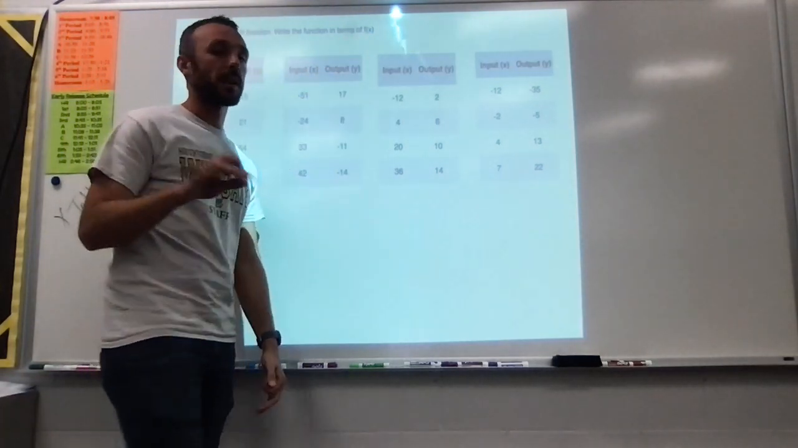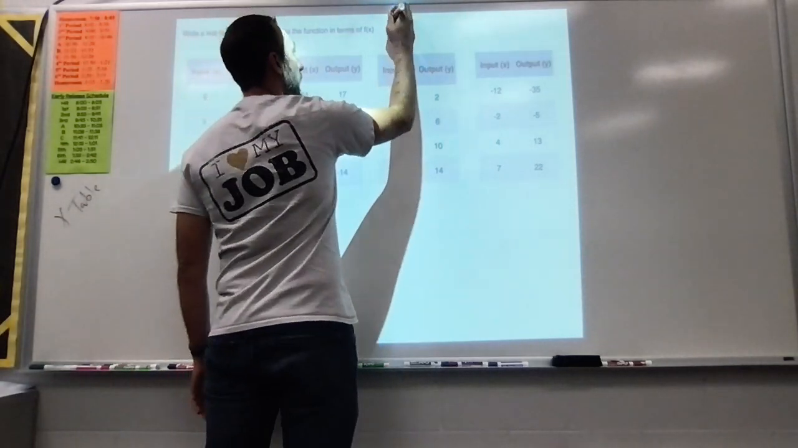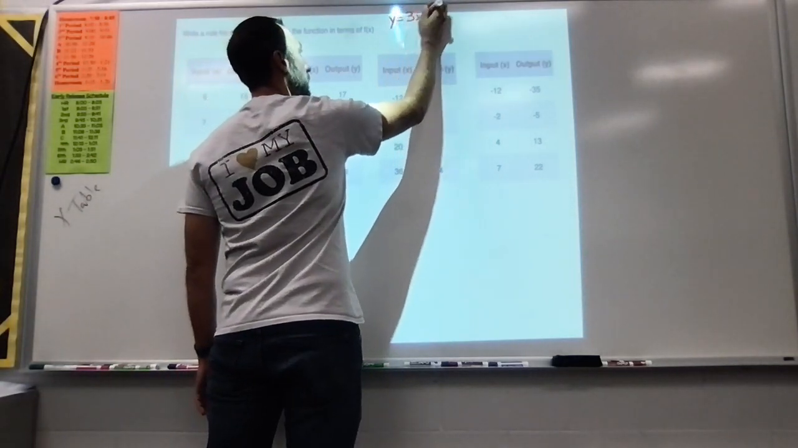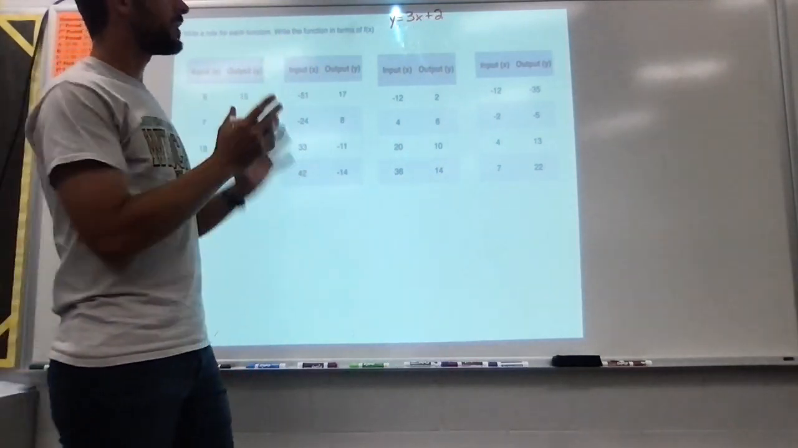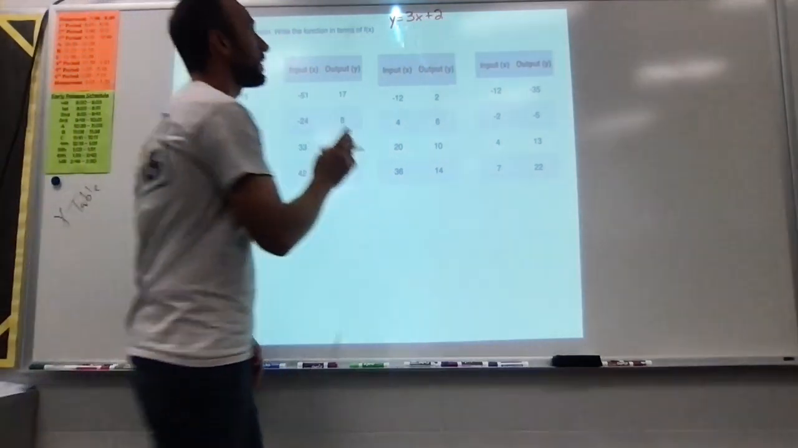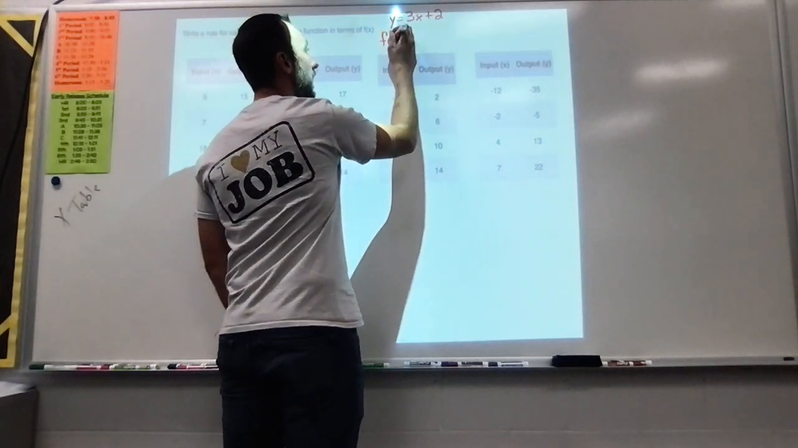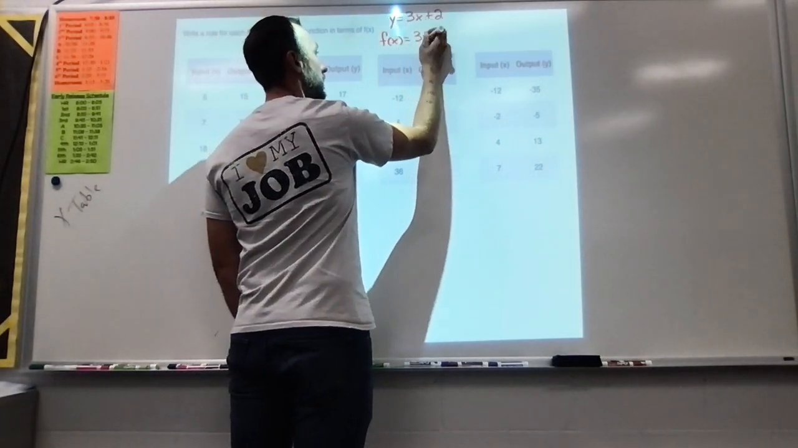So in 7th grade, you should have done stuff like y equals 3x plus 2. When I say write it in terms of a function, we can just do the exact same thing we did, but instead of writing y, we just write f of x equals 3x plus 2.